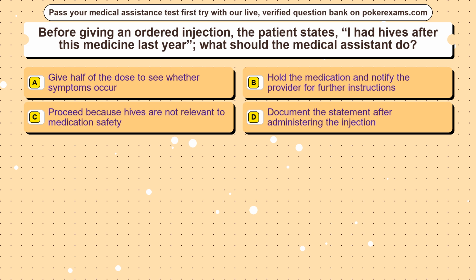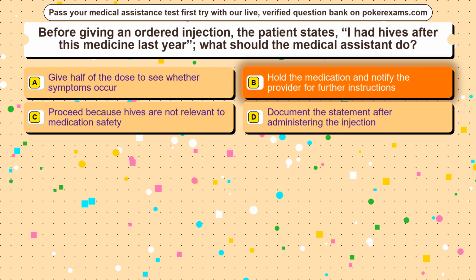Option A, give half of the dose to see whether symptoms occur. Option B, hold the medication and notify the provider for further instructions. Option C, proceed because hives are not relevant to medication safety. Option D, document the statement after administering the injection. The correct answer is option B, hold the medication and notify the provider for further instructions.